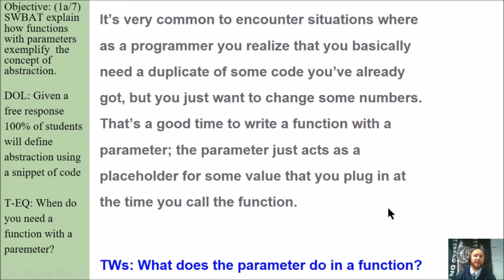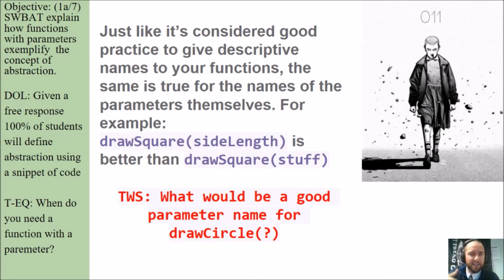It's very common to encounter situations where, as a programmer, you realize that you basically need to duplicate some of your code, but you just want to change some numbers. That's a good time to write a function with a parameter. The parameter just acts as a placeholder for some value that you plug in at the time of the function call. So think, write, share: what did I just say the parameter does in a function? I feel like when you write these things out, you're much more likely to remember them, okay?